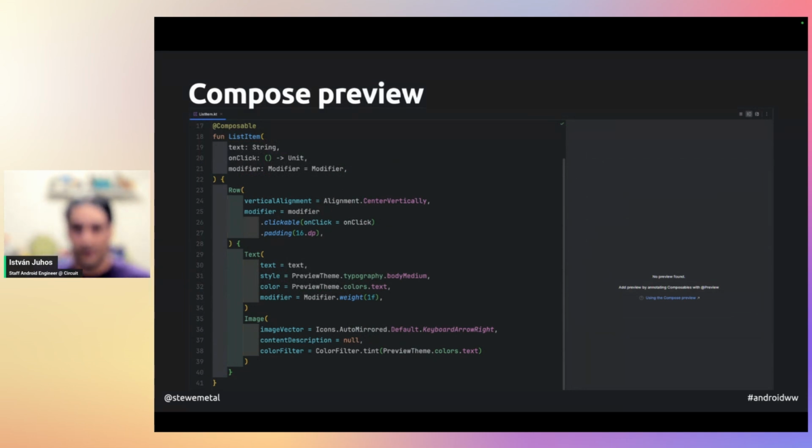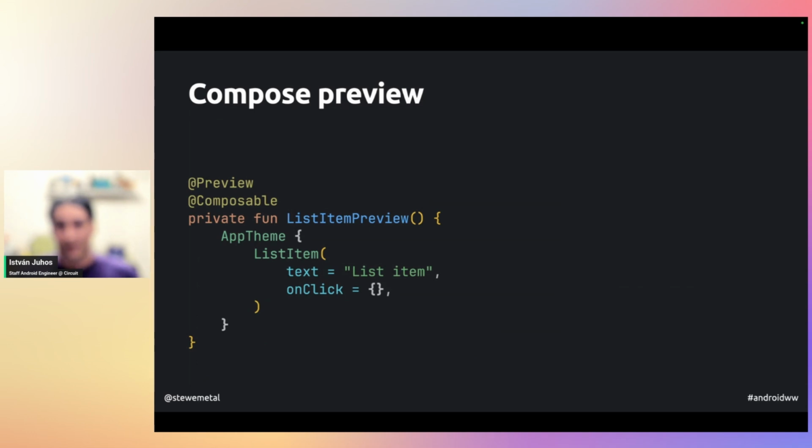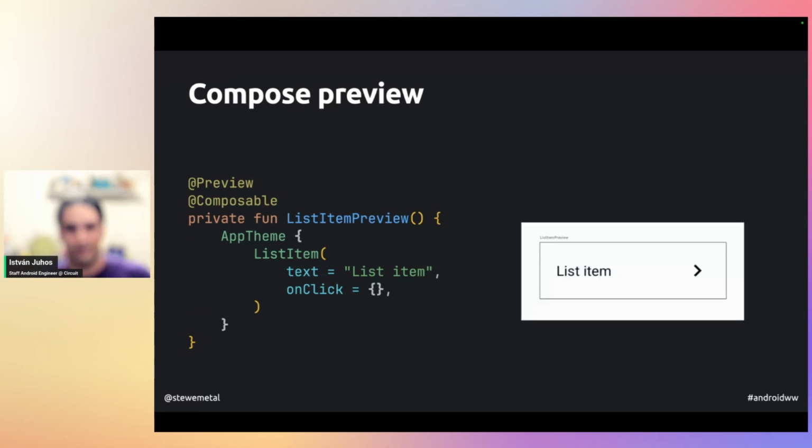In contrast, with Compose, if we write the same list item with composables, with a quite short composable there, what we get in the preview pane is, well, nothing out of the box. What we have to do is to write something like this: a really simple list item preview with the app theme called and the list item there parameterized, and the preview annotation slapped on top of the composable annotation on this function. What we get with this is, well, something like that, a nice little preview where we can see the composable rendered there. Everything's fine.